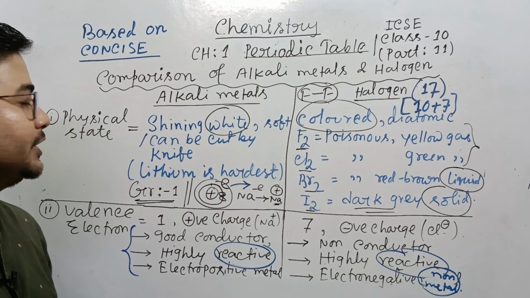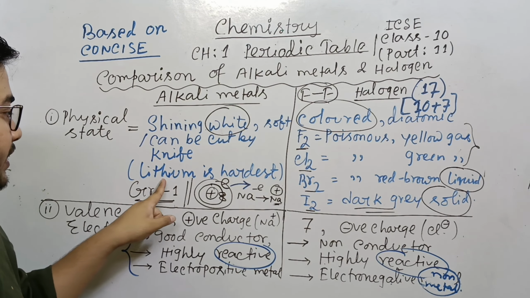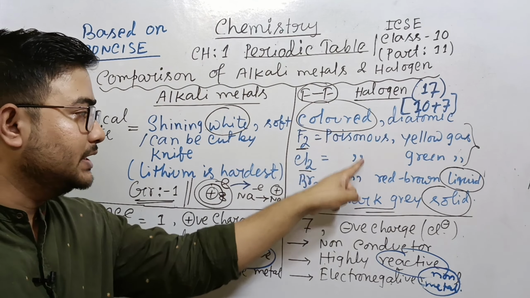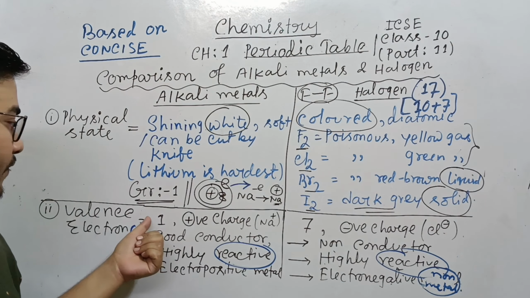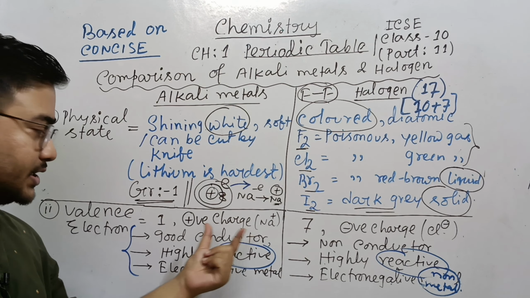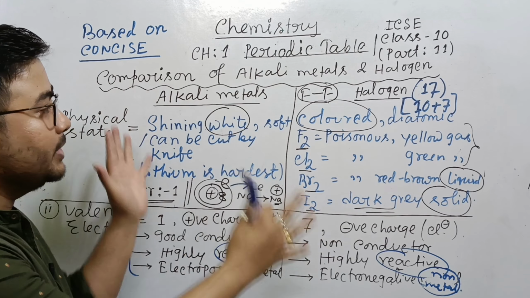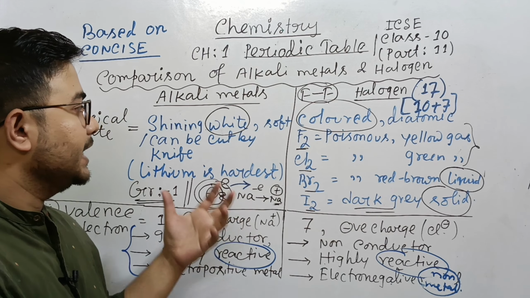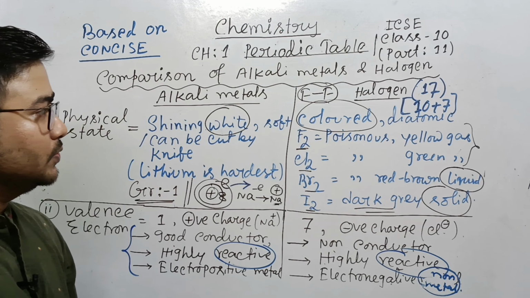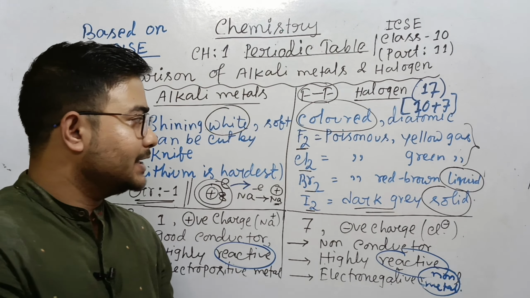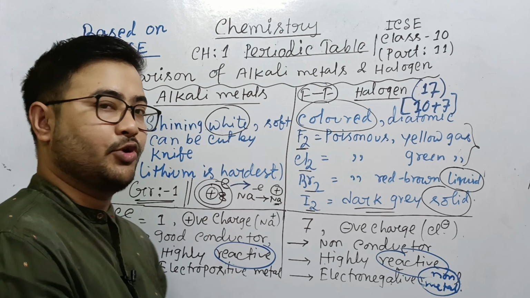So see how many points you covered here. Physical state, exception, here all the colors, which one is gas, liquid and solid, valence electron, charge, conductance, reactivity, electropositive, electronegative. So many points are there. So many MCQ or 1 mark questions will come from this topic. Now, next point, I will discuss the next point.